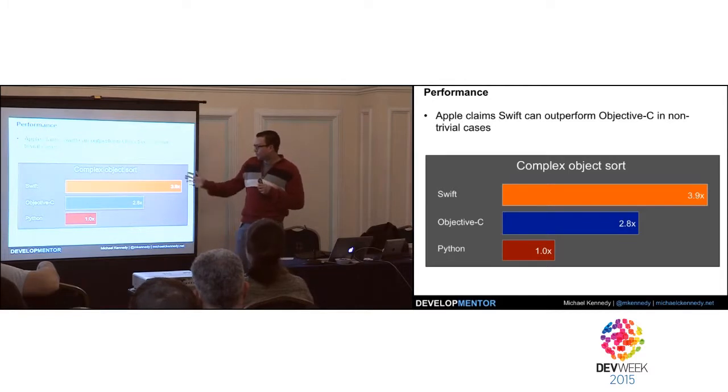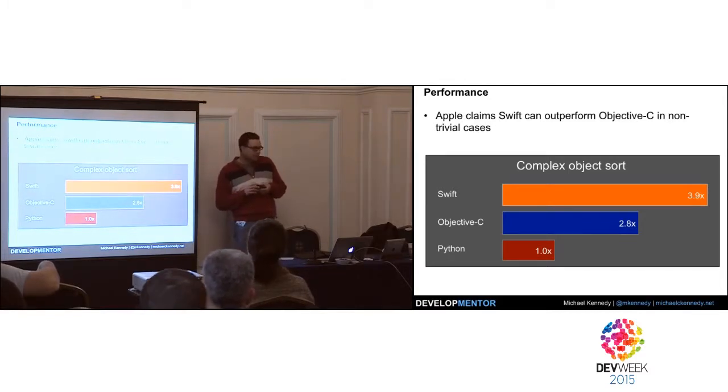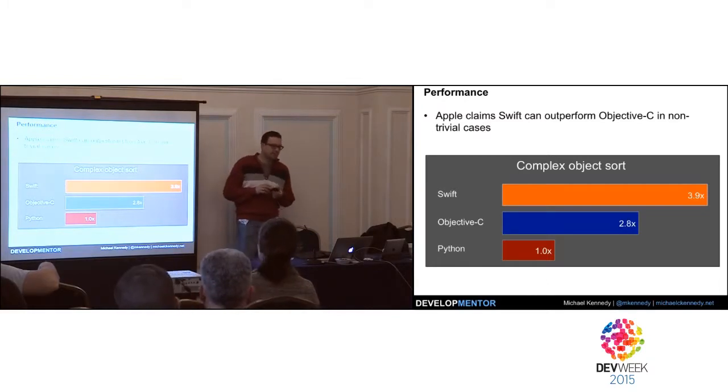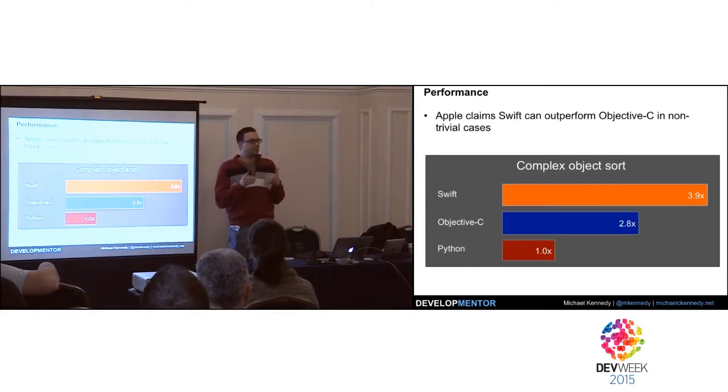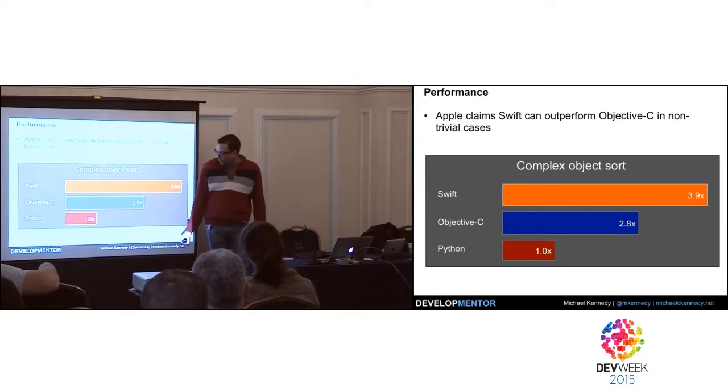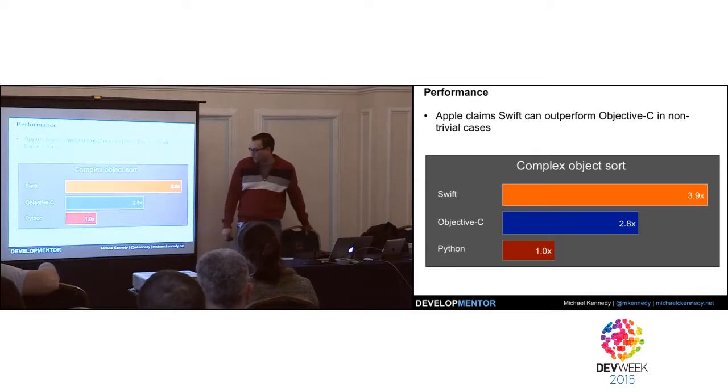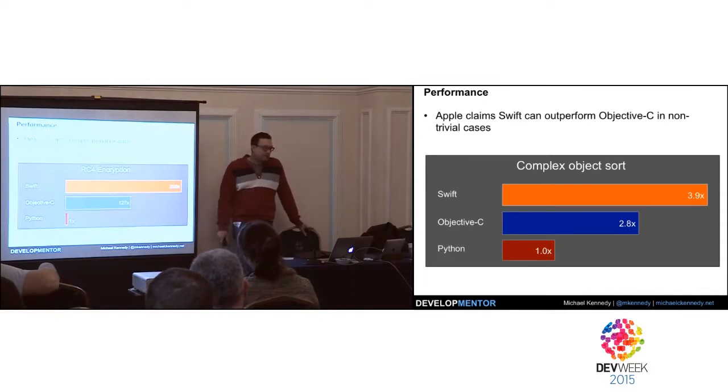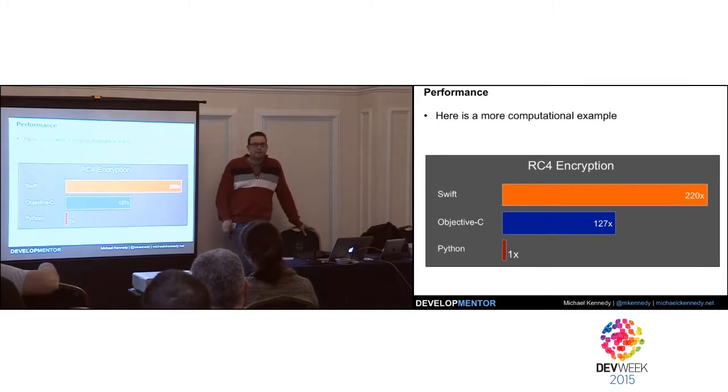So here is an example showing complex object sort. This is done in Swift, Objective-C, and Python. They use Python as the base because, one, Python is somewhat slow under certain circumstances. I think they pick on it a little too much, but nonetheless. So here's sort of a baseline of Python. Objective-C is only 2.5 times faster, but Swift is actually almost 4 times faster. That's pretty cool.